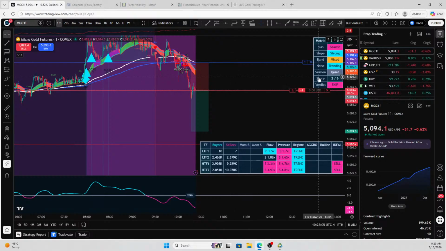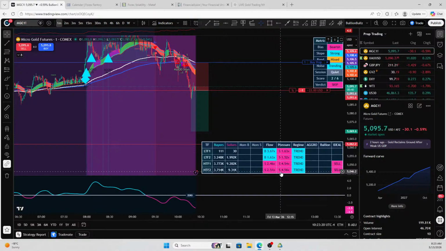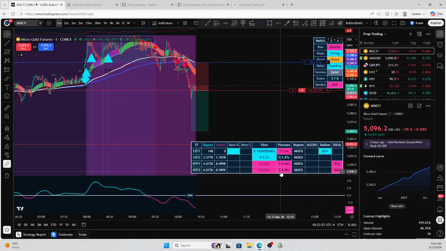But if this goes above 2, that would be the first indication for us to get out of the trade. We don't want to be sitting in a losing trade if this pressure starts to push above, if it's blue and pushes above 2. Right now, we're just waiting. It's a waiting game, guys.